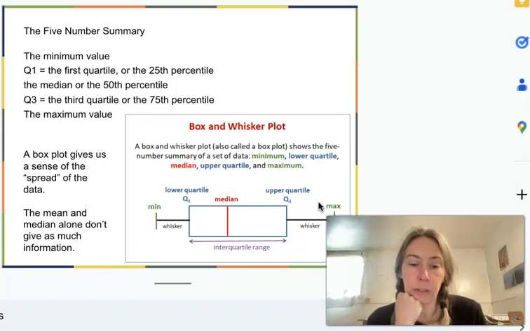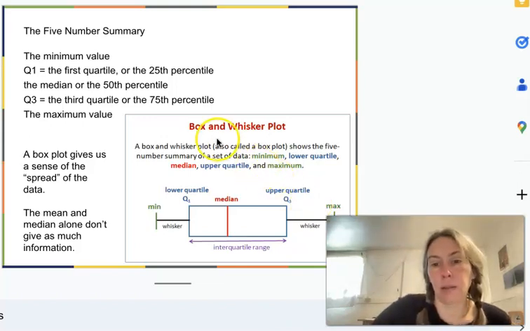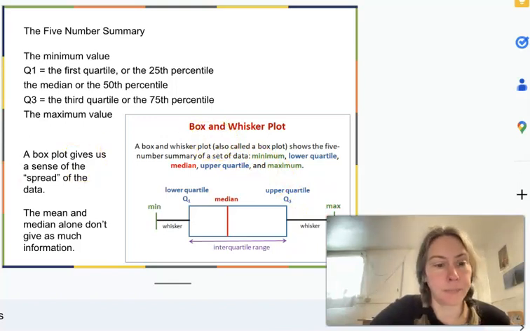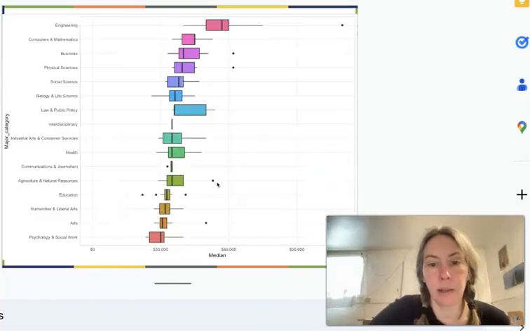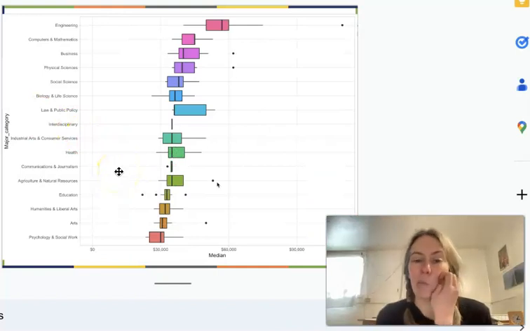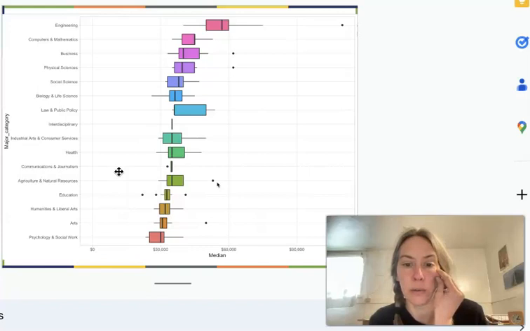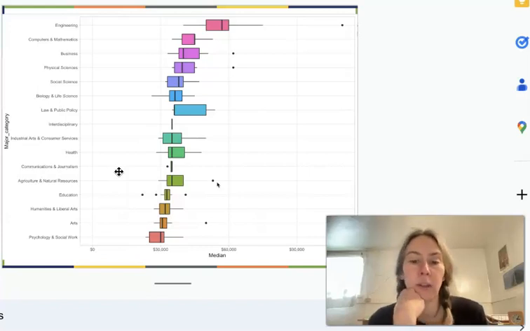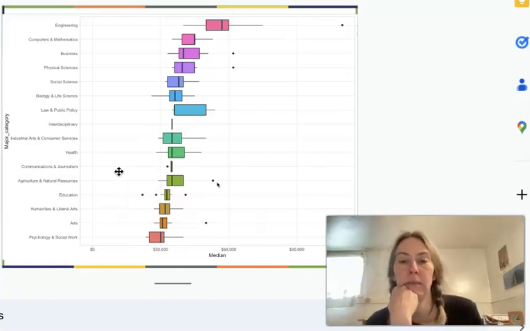The mean and median alone don't give as much information as this. Sometimes it's called the box and whisker plot. And in this slide, this is showing the incomes for different careers. I think this is really old data. I think you can sort of tell that it's really old data.